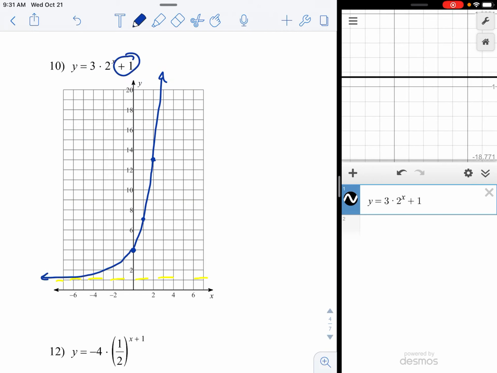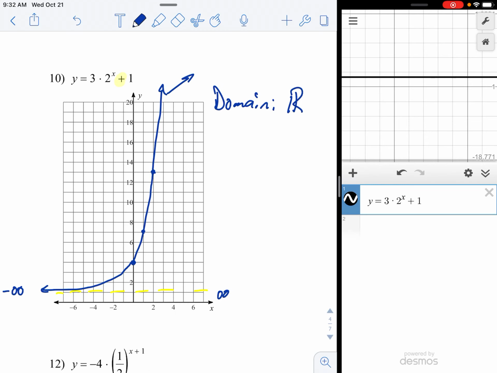So this plus 1 bumps the asymptote up from 0 to 1. So when you have a number added like that, that's going to move up the asymptote. What do you suppose would happen if it was subtracted? If it was minus 1, it would move down the asymptote, down 1. Now, does this change the domain? No, this thing still goes all the way to negative infinity on the left and all the way to positive infinity on the right because it does angle outward. So the domain is still all real numbers.